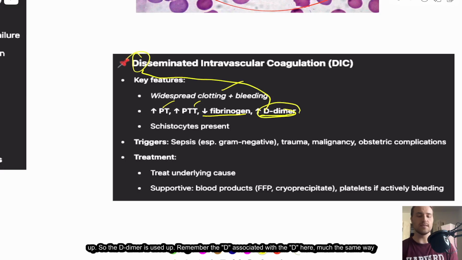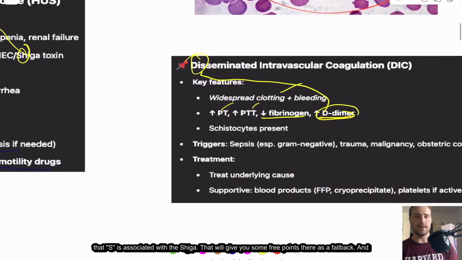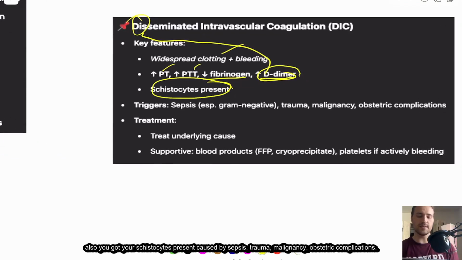Remember the D associated with the D here, much the same way the S is associated with the Shiga. That'll give you some free points there, fallback. And also you got your schistocytes present, caused by sepsis, trauma, malignancy, obstetric complications. Okay, that's it for step 1.